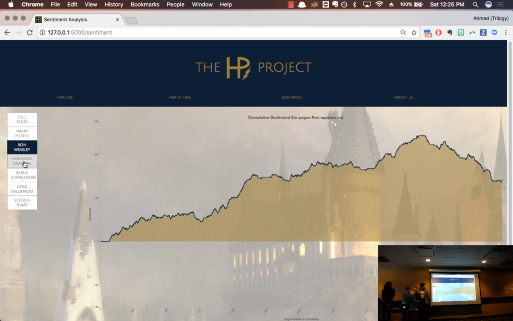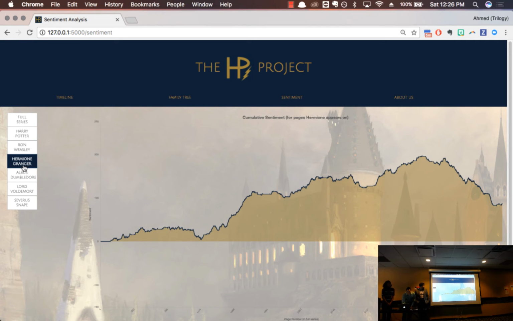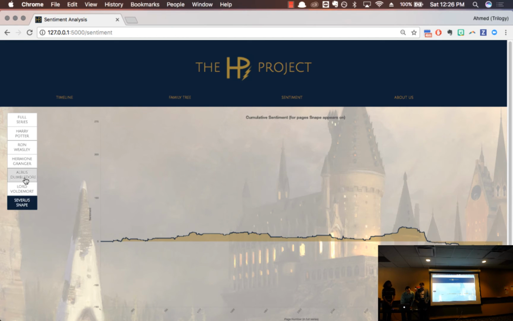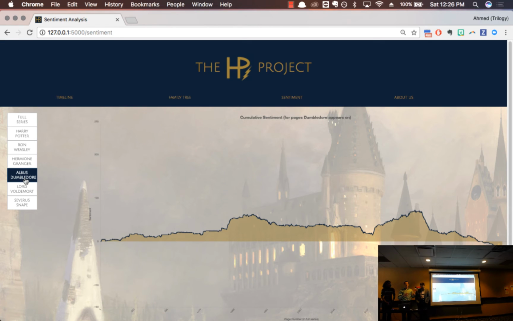But for some of the other characters, there's still a downslope after that throughout the books, but it's not as steep as Harry, Snape, and Dumbledore, and that's because those are the three most important characters in that event. It's just cool to see that visualized.